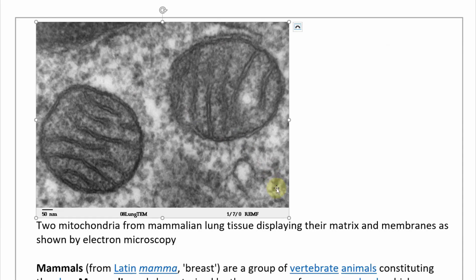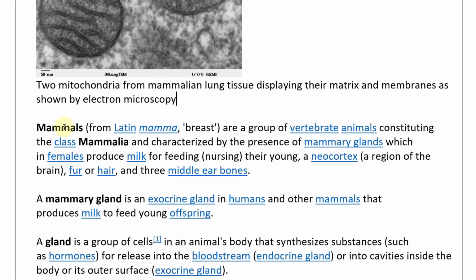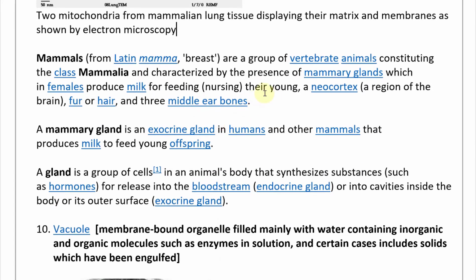So here's a close-up of the mitochondria. And look, this is 50 nm, a nanometer being a billionth of a meter, all the way zooming in. These are 2 mitochondria from mammalian lung tissue displaying their matrix and membranes as shown by electron microscopy. Mammals, from Latin mamma, meaning breast, are a group of vertebrate animals constituting the class Mammalia and characterized by the presence of mammary glands, which in females produce milk for feeding or nursing their young.